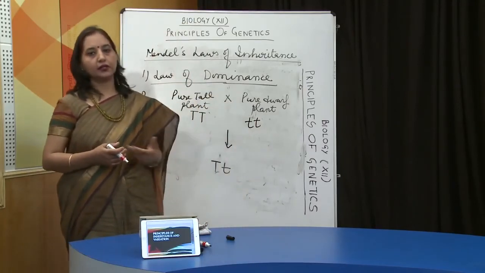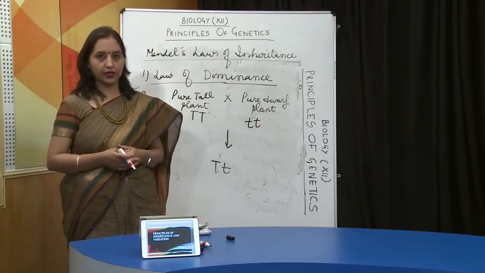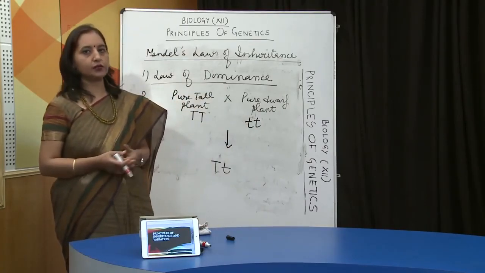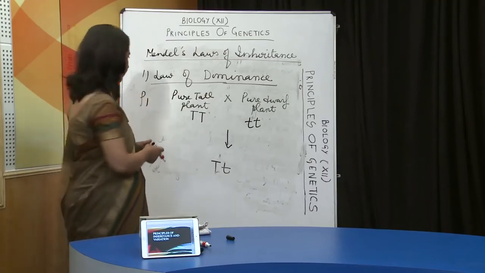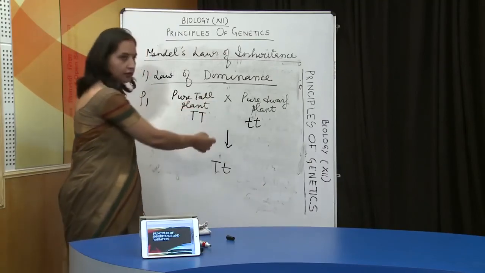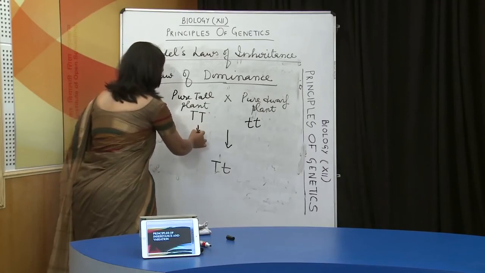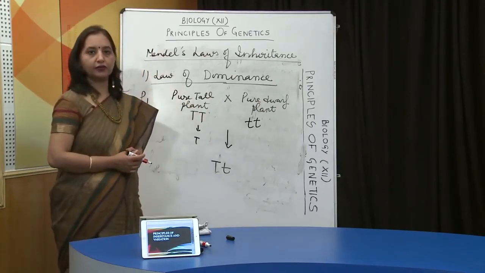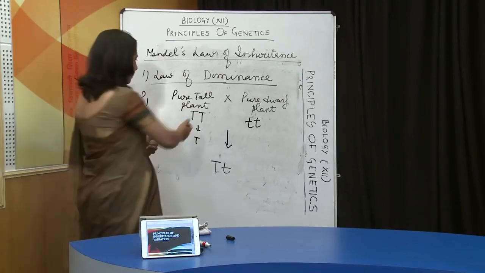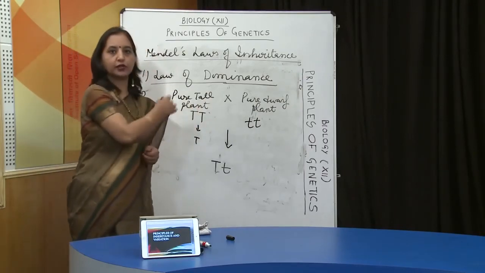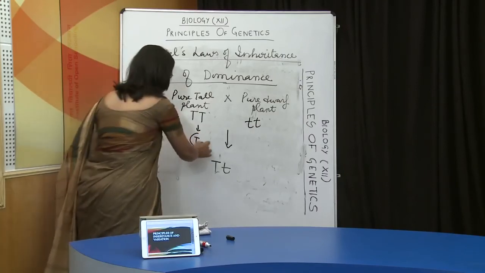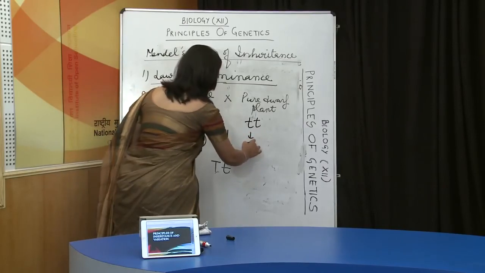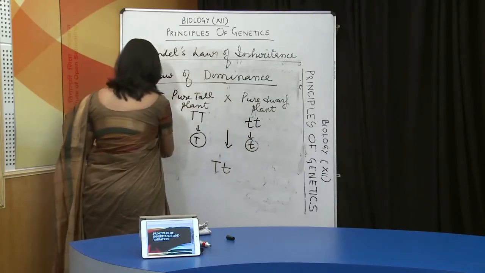Similarly, all the other 6 characters were studied and only one trait appeared in the first generation, and that is what is called the law of dominance. Before we make the cross, we can make the gametes also, and during the gamete formation the number of chromosomes is reduced to half. So capital T has to be written as only capital T, and we can encircle it to show that these are gametes. Small t here, these are gametes.